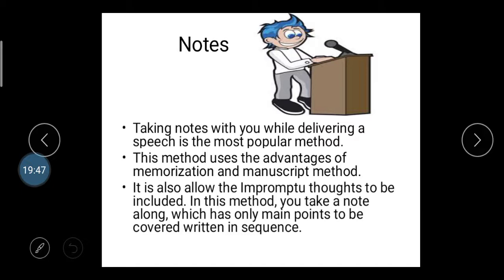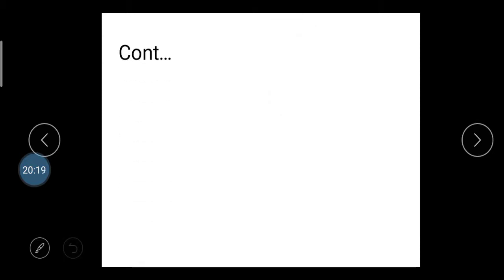Here are the advantages of this method. It also allows impromptu thoughts to be included. In this method you take along a note which has only the main points, as I already discussed, to be covered and written in sequence. So this method is very important, and it has few disadvantages. In this method, mainly the advantages are considered. So what are the advantages of this notes method?